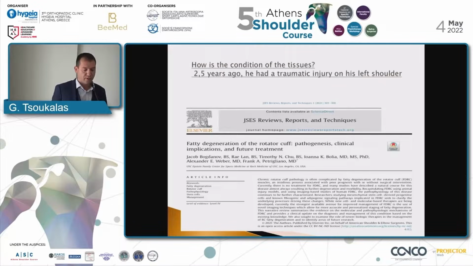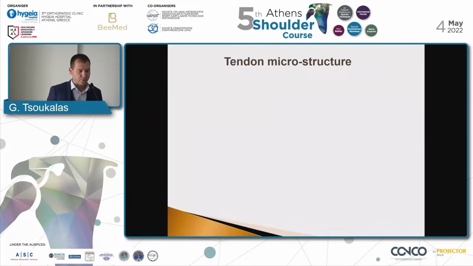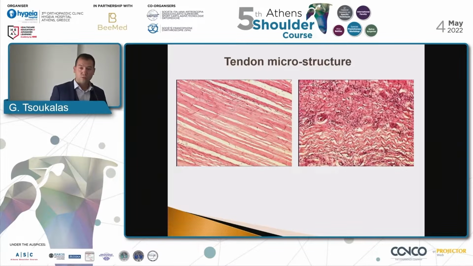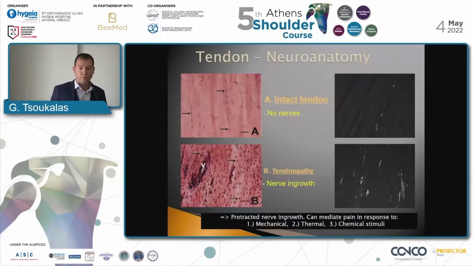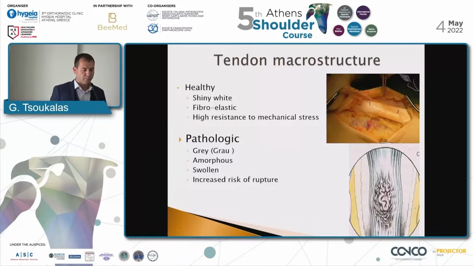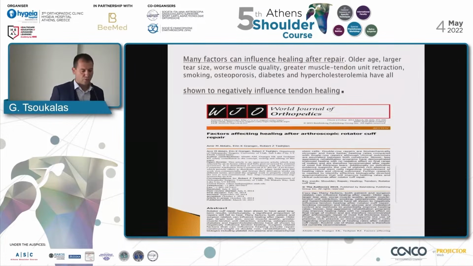We had a traumatic injury on his left shoulder 2.5 years ago, and we know that usually we have fatty infiltration, which is very important for my therapeutic exercise protocol and also mobilization. How was the microstructure of the tendon, and the pathology, the neuroanatomy also, because we have a chronic condition with central and peripheral sensitization, and the microstructure is something only the surgeon knows, because he saw it during the arthroscopy. There are many factors that can influence.